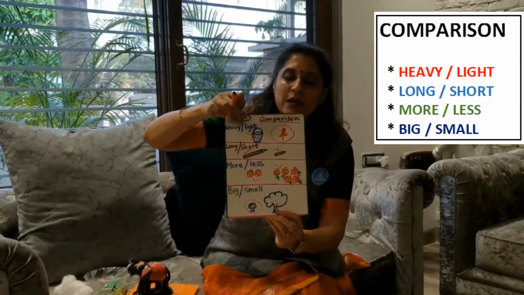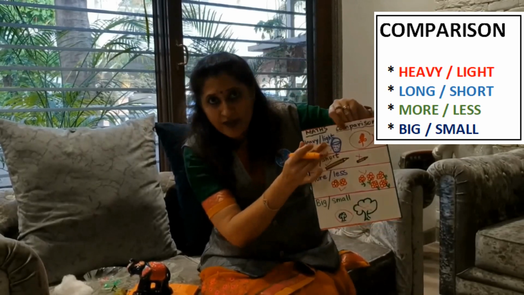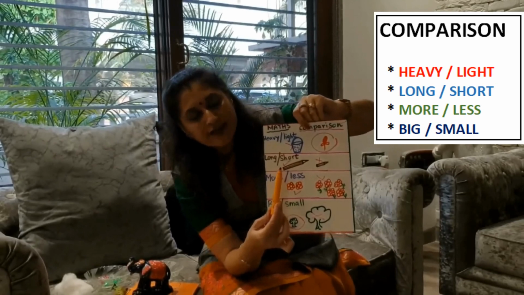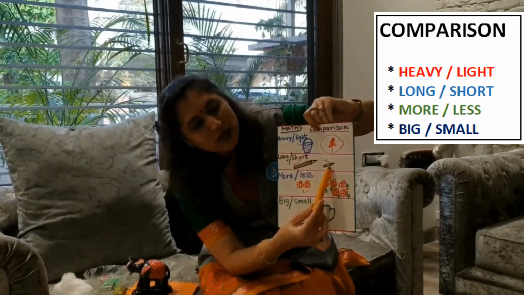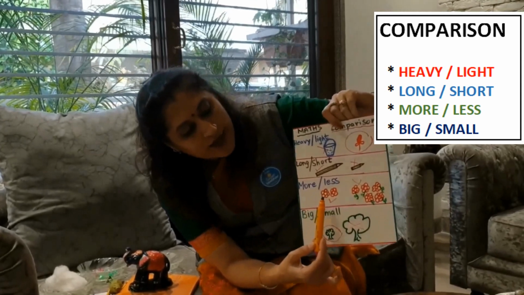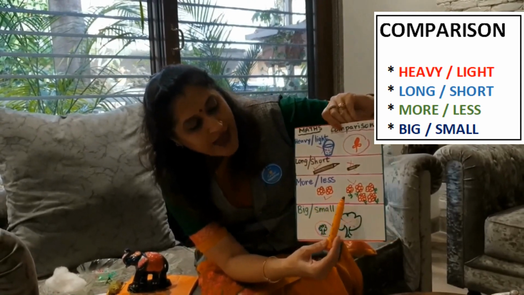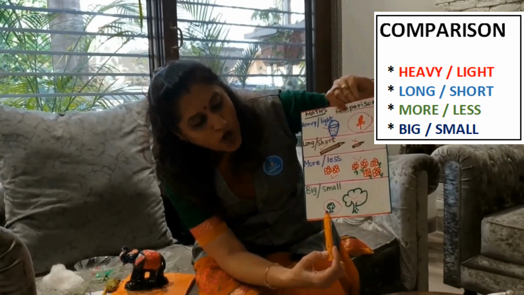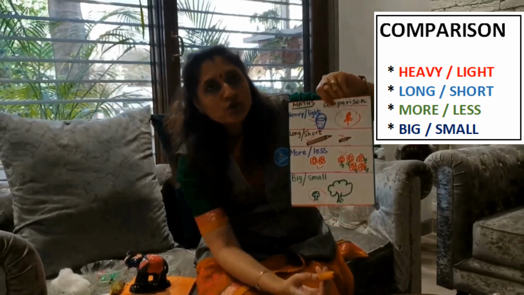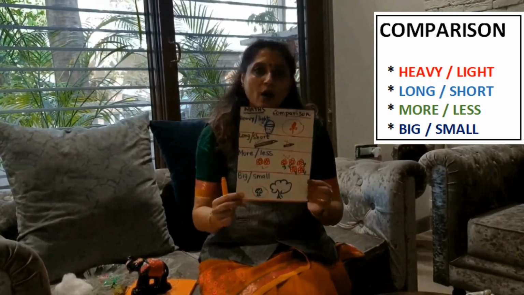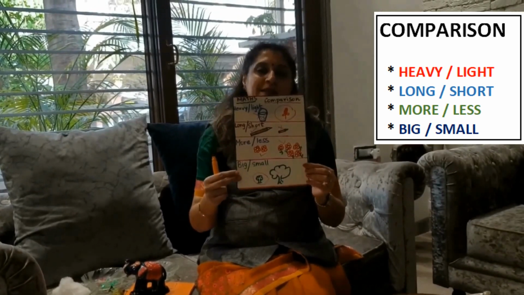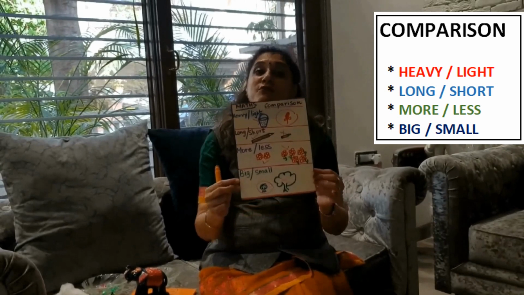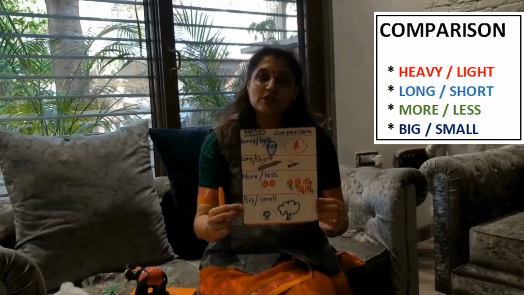Heavy, light. This bucket is heavy and balloon is light. Now this pencil is long and this pencil is short. Now the flowers are less and these flowers are more. Now in this, the tree is small and this tree is big. So today we have learned the comparison of among these objects, isn't it? You all have understood? This is the comparison. This is the difference between 2 objects, 2 things.